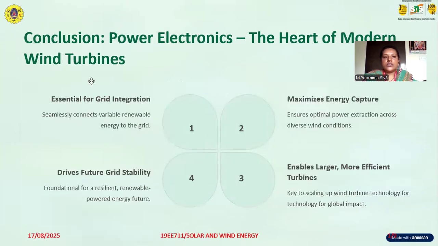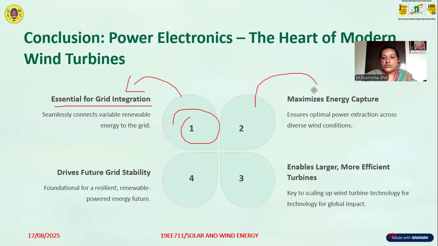Finally, we are coming to the conclusions on power electronics. One is that they are essential for grid interaction, integration, and maximum energy capture. Energy capture is maximized, and they enable larger and more efficient turbines, and finally they drive future grid stability. These are the conclusions.